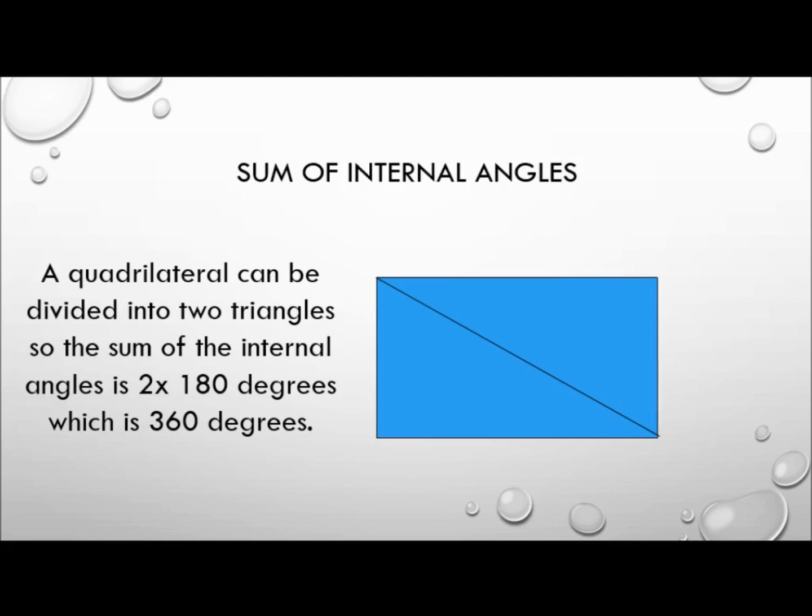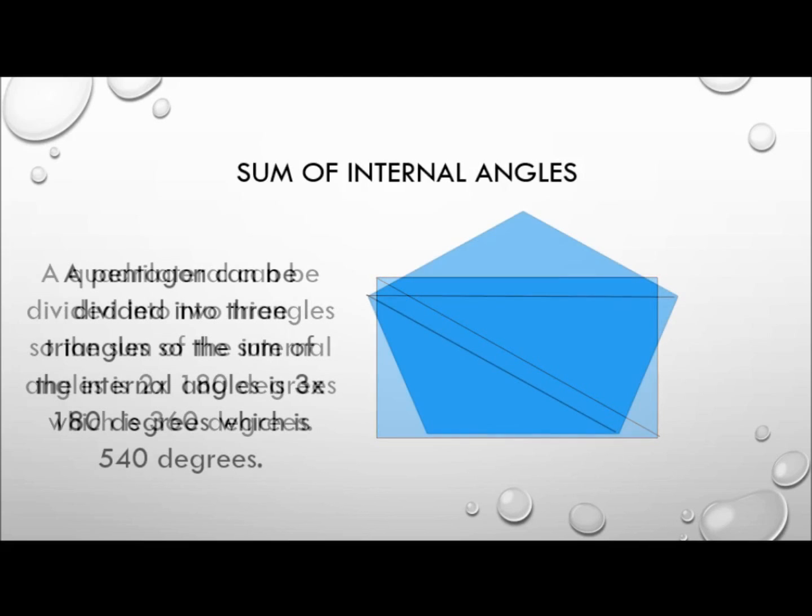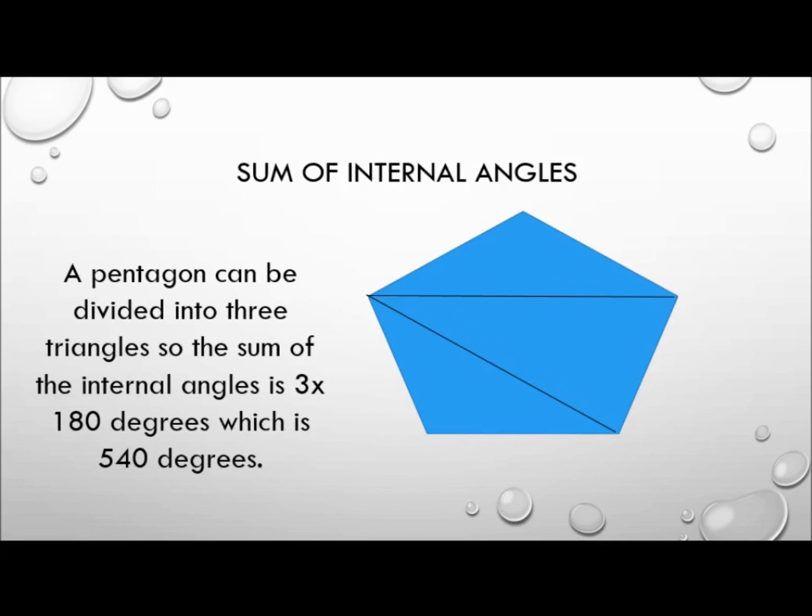A quadrilateral can be divided into two triangles. So the sum of the internal angles is 2 times 180 degrees, which is 360 degrees. A pentagon can be divided into 3 triangles. So the sum of the internal angles is 3 times 180 degrees, which is 540 degrees.